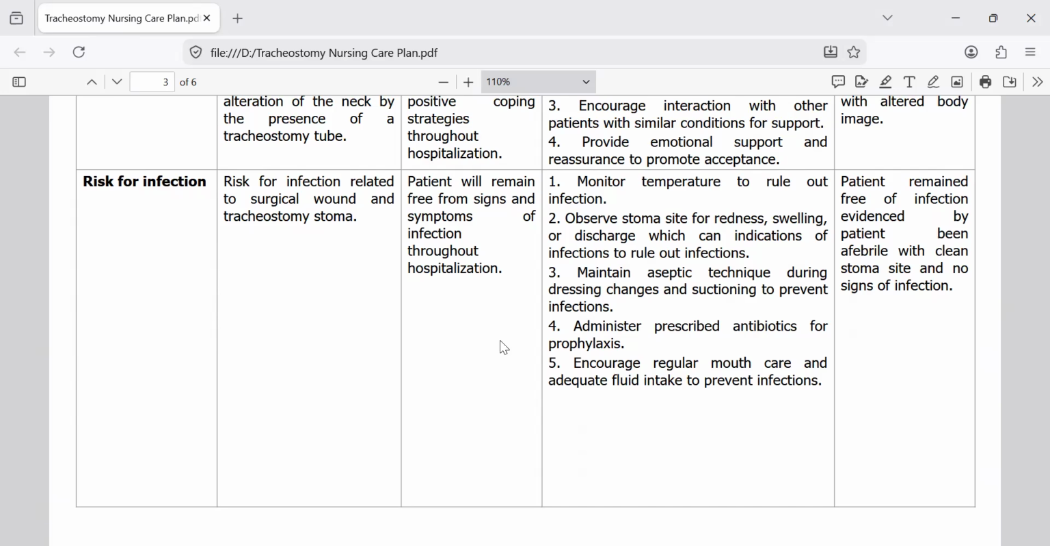So if you look at the 6 problems that we've mentioned here, we only have one risk. And the first one, which is ineffective airway clearance, is very important, and prioritization of these problems is particularly important. So that one is the first problem that should show up, and in the interventions, remember to always put suctioning of secretions, because that is very important.